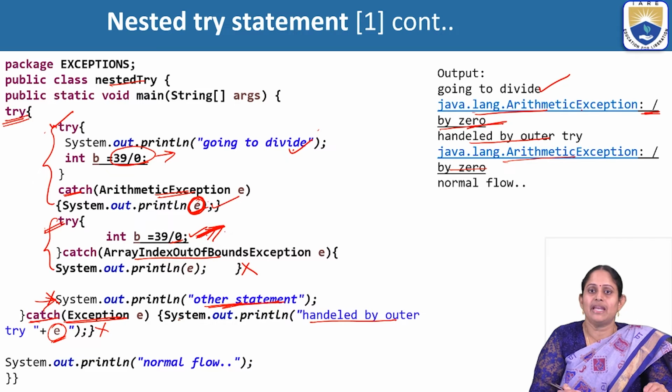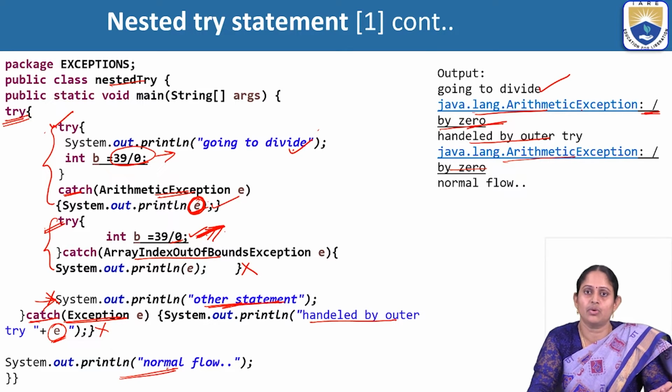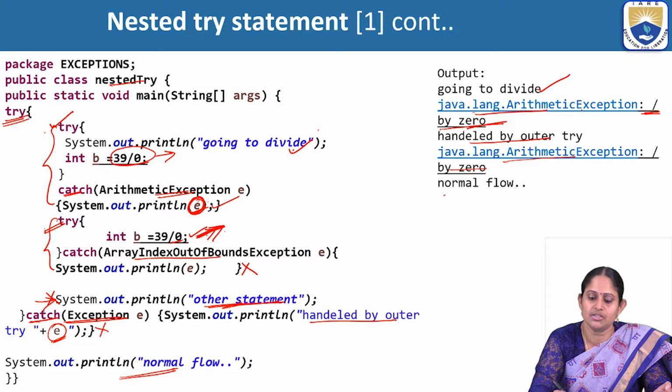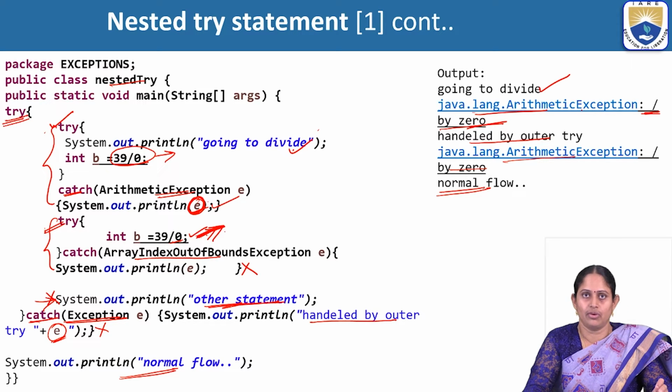So there won't be any disruption of the statements. You can continuously execute the statements. So the normal flow of the program is not disrupted, and you get that normal flow statement. So this is about nested try. We can have a try block inside another try block.